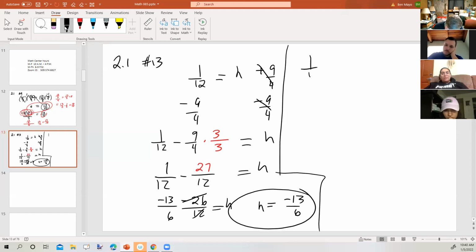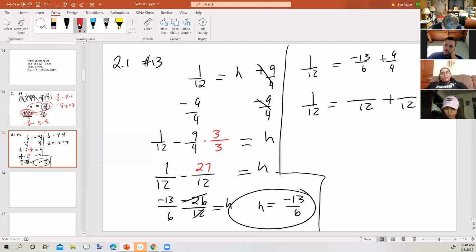So now we have 1/12 equals negative 13/6 plus 9/4. Well, let's see. To add the two on the right, the least common denominator there would still be a 12.